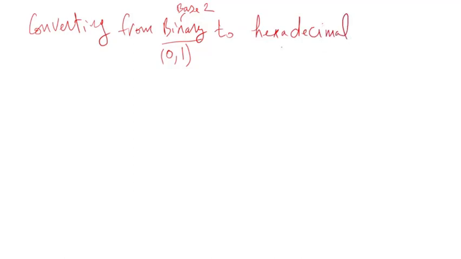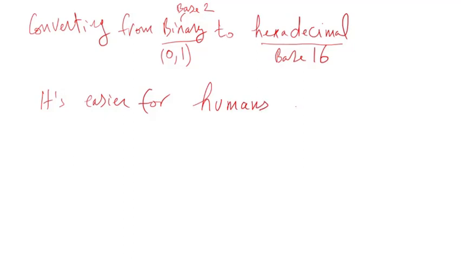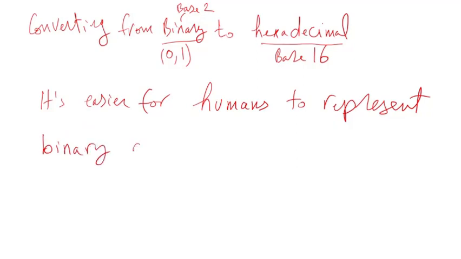So from binary to hexadecimal. Basically, hexadecimal is base 16. Computers work with zeros and ones, but for humans it's a lot easier to represent binary as hexadecimal, and we will see why.